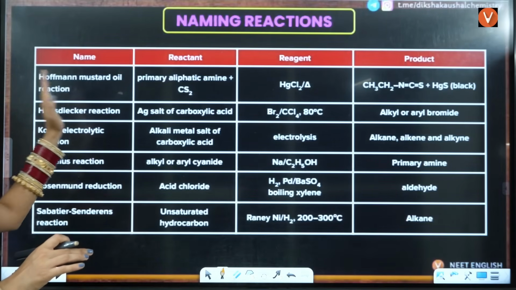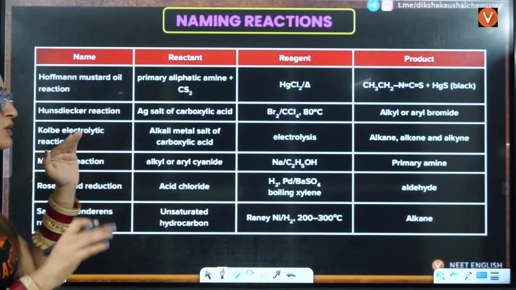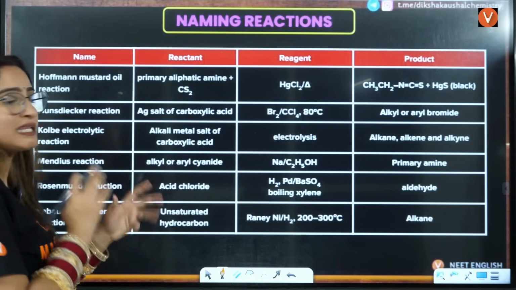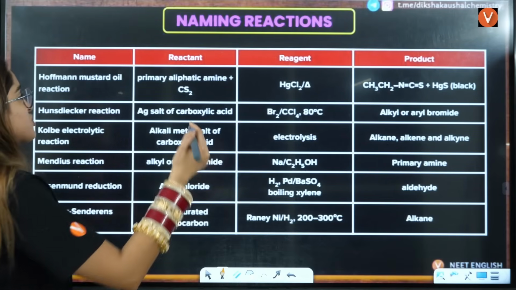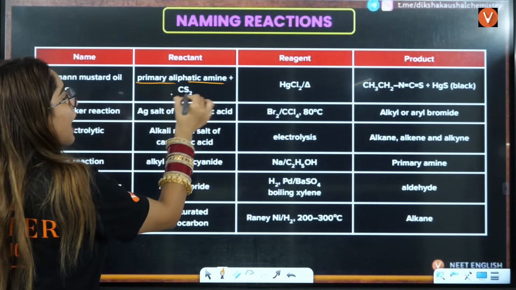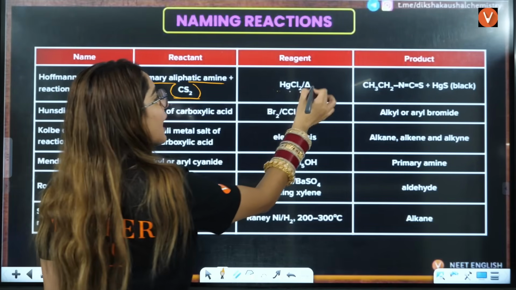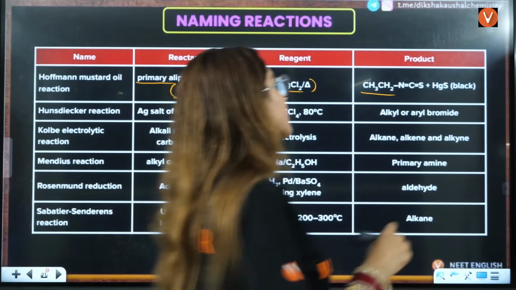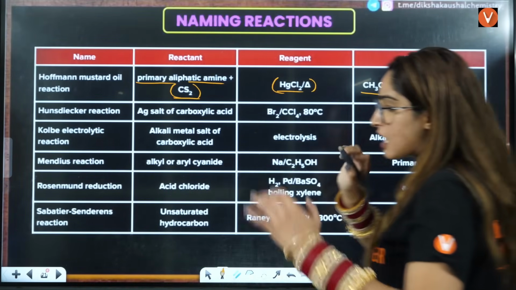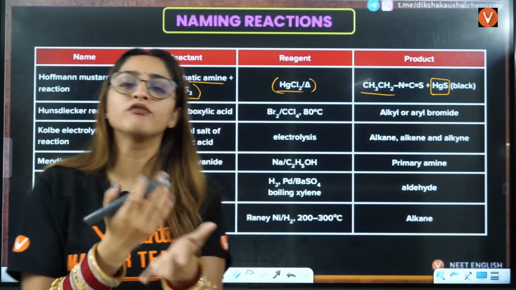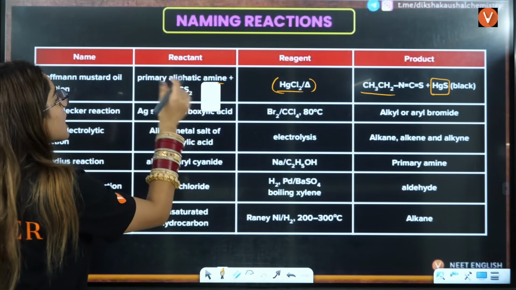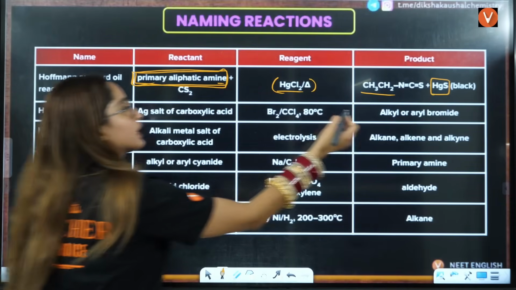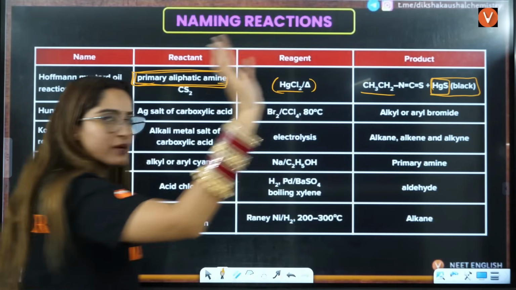Next is Hofmann mustard oil reaction. So here also this is not a very frequently asked reaction, but it is an important reaction. They can ask you surprisingly this question. Primary aliphatic amine, you add CS2, then you add HgCl2, you will have the formation of black color precipitate, that is HgS. So this is the distinguishing test where you distinguish primary aliphatic amine, which will give you black precipitate. Just remember this much, okay, right?